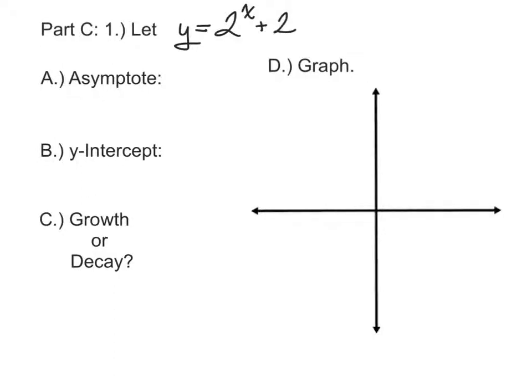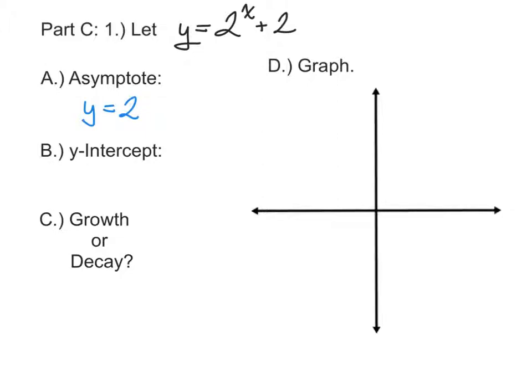All right, graphing. If we want to graph y equals 2 to the x plus 2, I'm going to want you to identify these things before getting to the graph. First of all, where's the asymptote? The asymptote is always going to be whatever constant is added to the exponent. In this case, that's 2, so our asymptote is the line y equals 2.